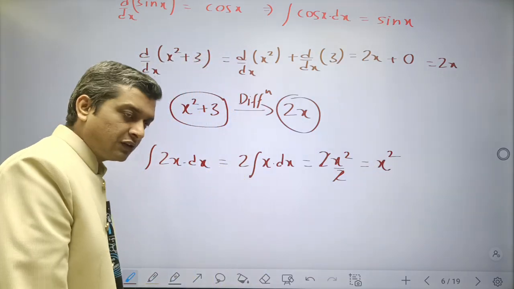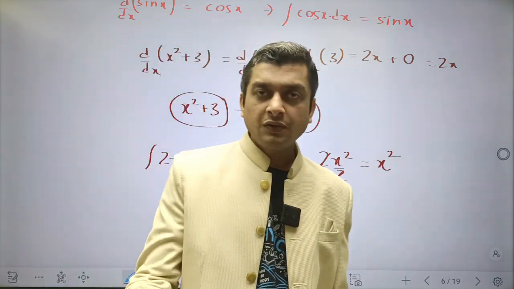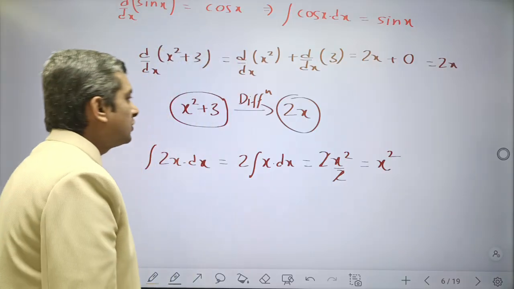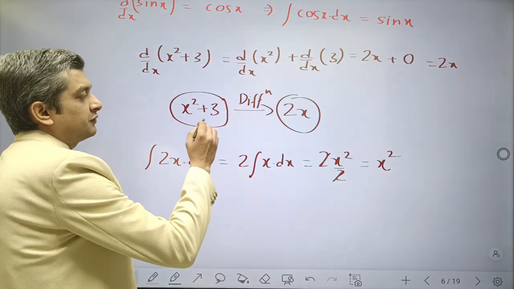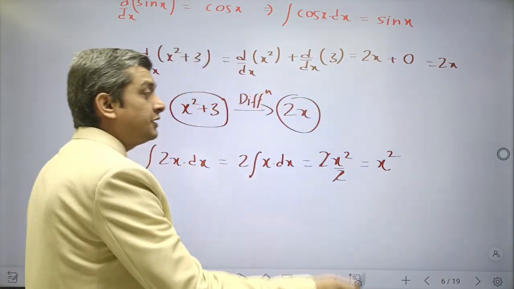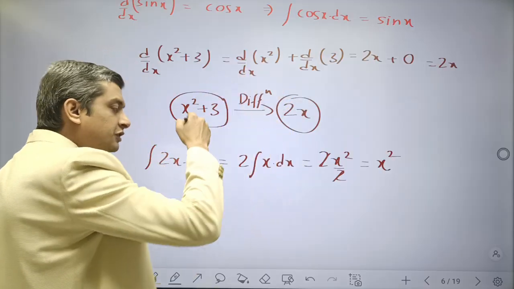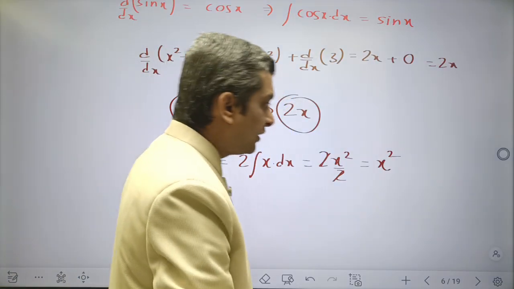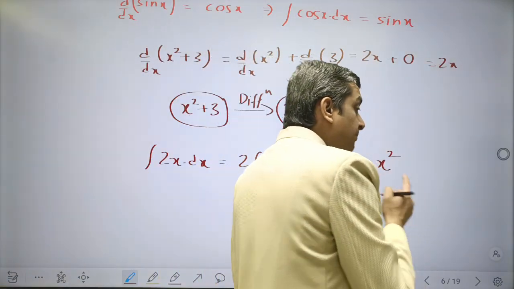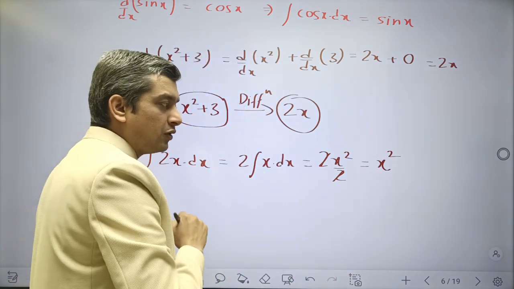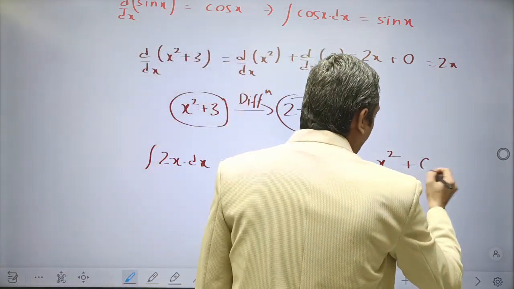But as per the definition, integration is the inverse process of differentiation. So on differentiating x square plus 3, we get 2x. So on integrating 2x, we must get the same function, that is x square plus 3. But here this 3 is missing. So to compensate for the value 3, we put a constant here.